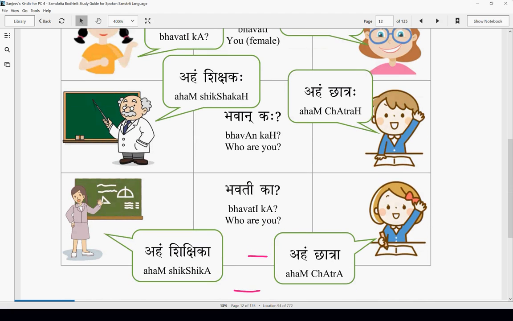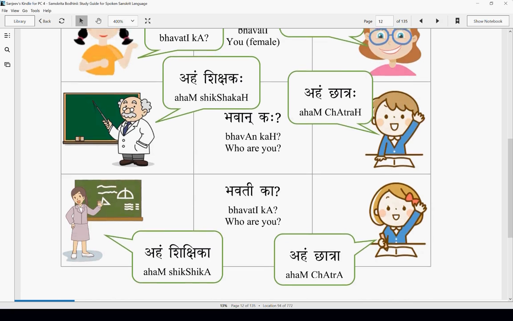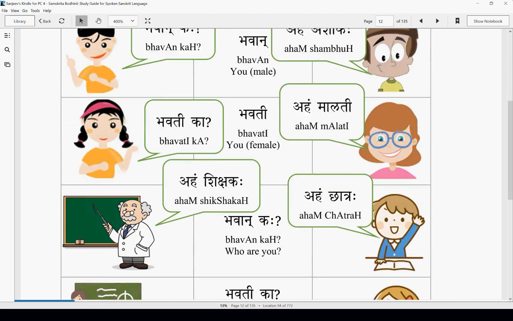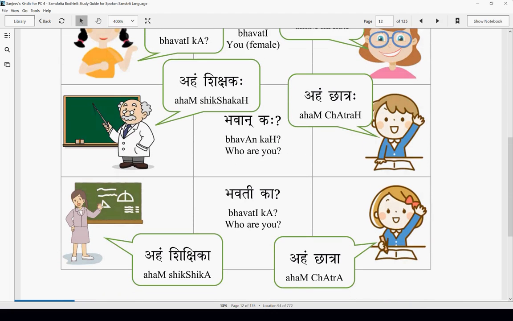And those are for the names. Now, other than the names, we can use it for the objects also, like Bhavan Kaha. Yeah, please read this also. Bhavan Kaha. Aham Shikshaka. Aham Chatraha. Bhavati Ka. Aham Shikshika. Aham Chatra. Chatraha.